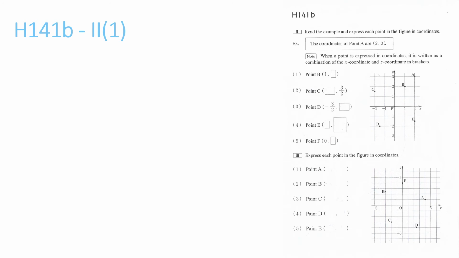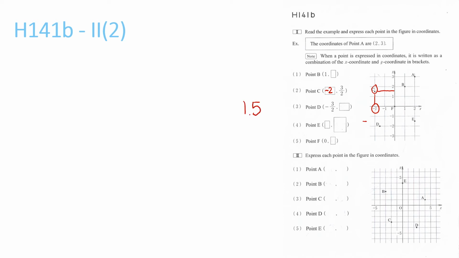H141b, question 1, point B. First of all, you get point B. Then you find out where it lies on the x-axis, because the x always comes first, which is 1, because it's there. And then the y-axis, it would be 2, because it's in line with 2. Point C is here. With the x-axis, it would be negative 2, because it lines up. And this one is an unusual one, because it's halfway in between the 1 and the 2. And what's half of 1 and 2? 1.5.